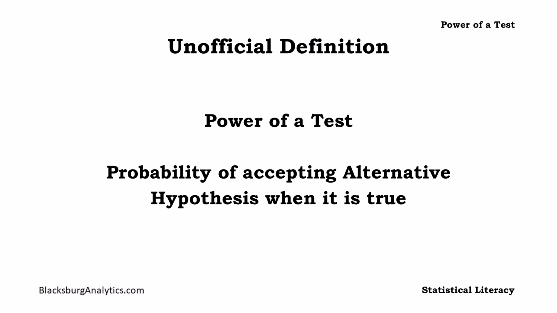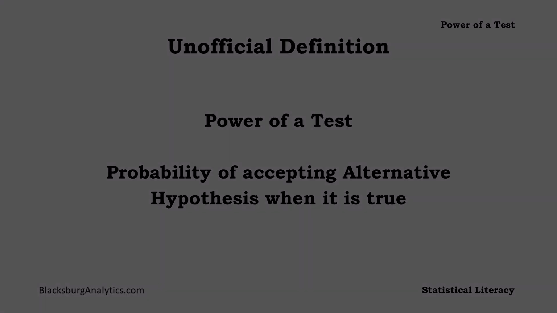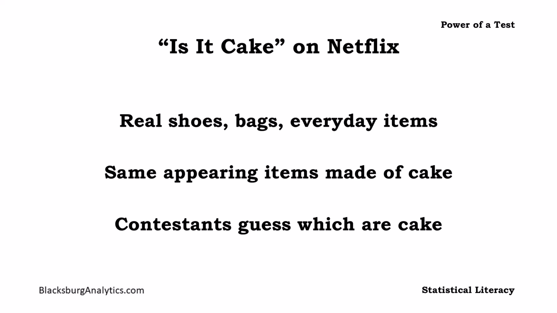Test power is simple. Test power is the probability of accepting the alternate hypothesis when the alternate hypothesis is true. This is easiest to understand with a non-statistical example.